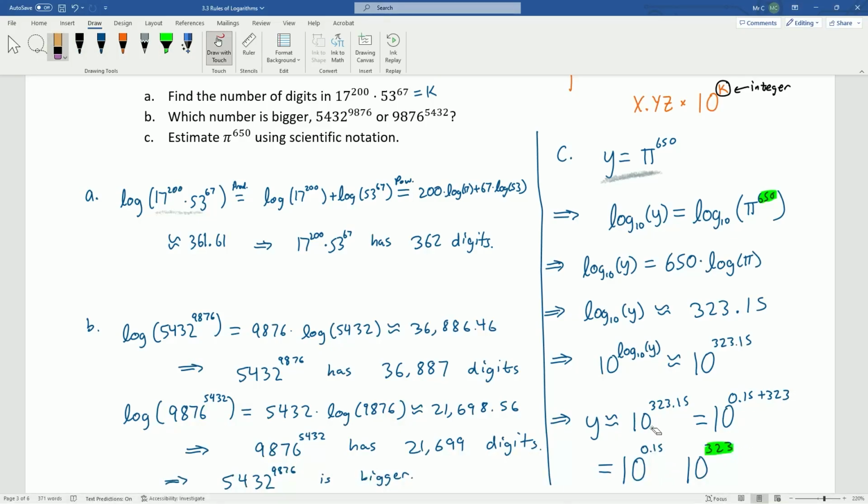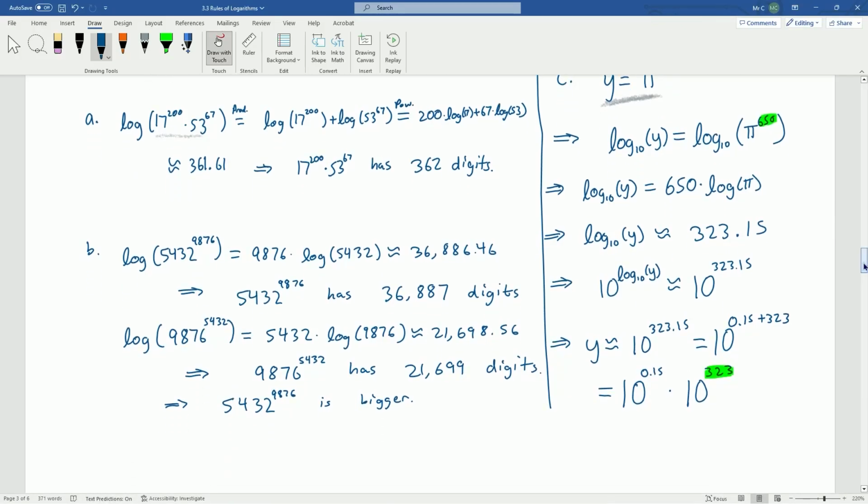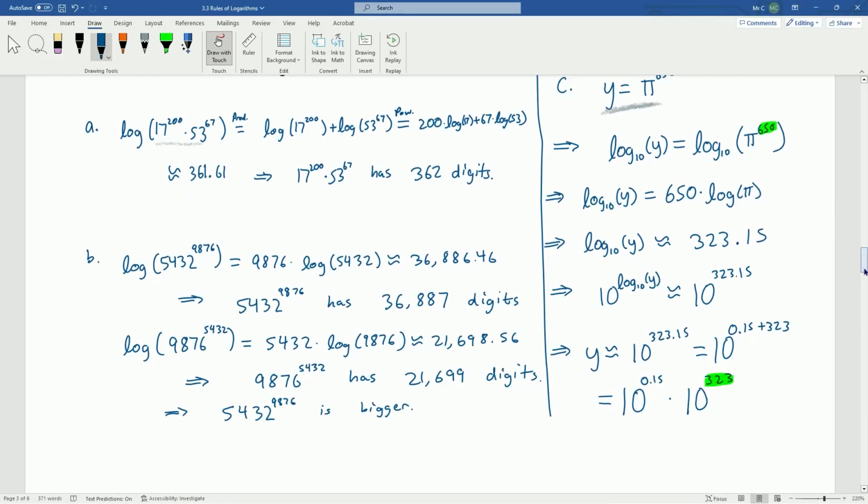Let me clean this up a little bit. And so now finally, 10 to the 0.15. What is 10 to the 0.15? It's about 1.413. And there, that's my answer in scientific notation: 1.413 times 10 to the 323rd power.